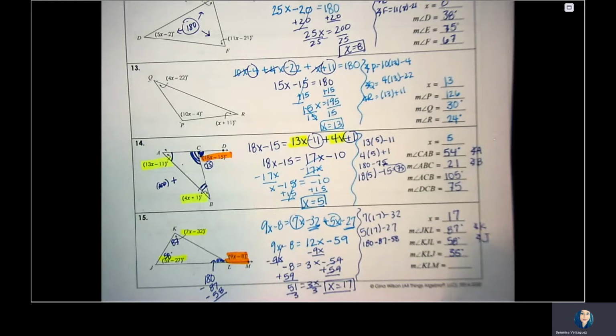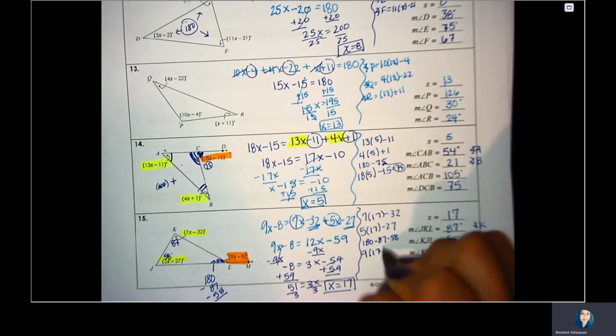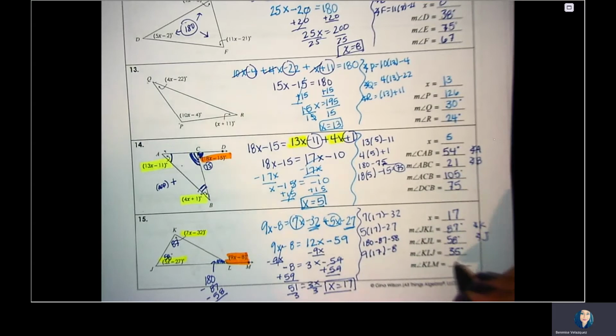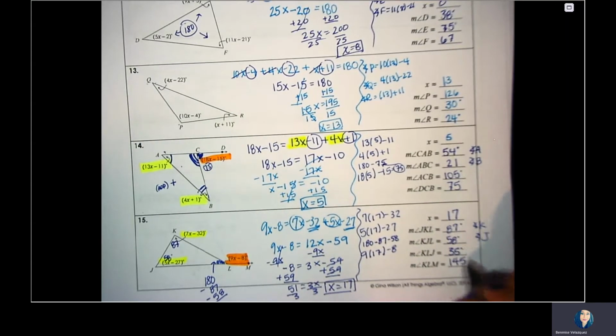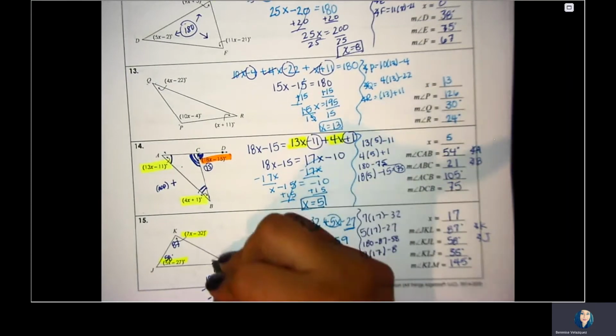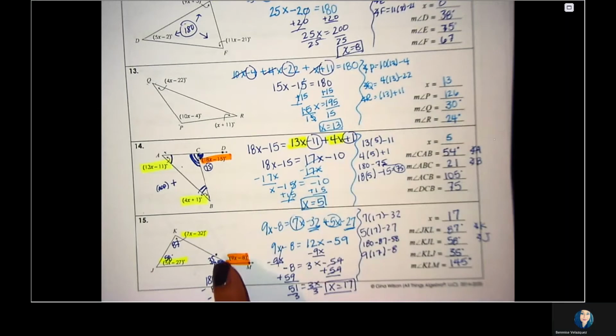Okay, again, KLM. KLM is this orange piece. So you could do 9 times 17, and that was the next part, minus 8. Again, I would put that in the calculator and I get 145 degrees. Another way you could do it, and I won't write it down so it doesn't get messy, but now that you know that this one is 35 degrees, since this is a straight line, you could do 180 minus 35, and that would give you the 145. Okay, so that is it for the notes.